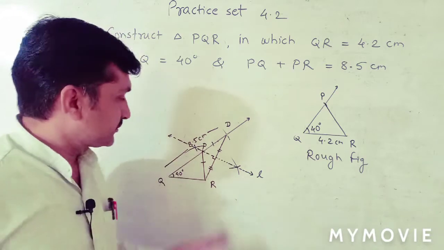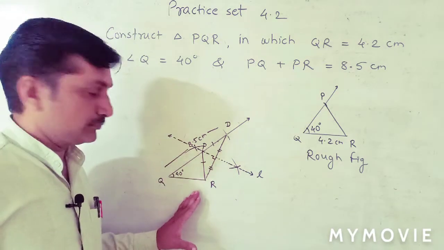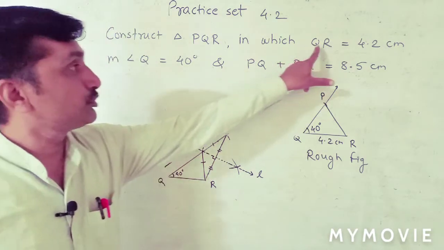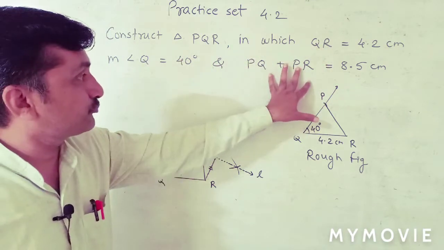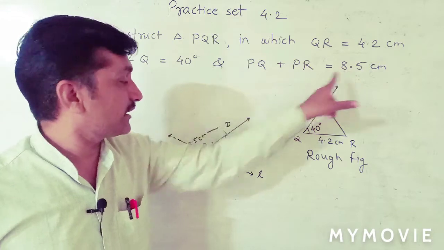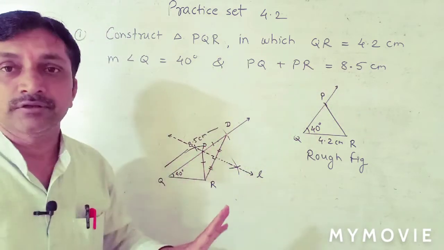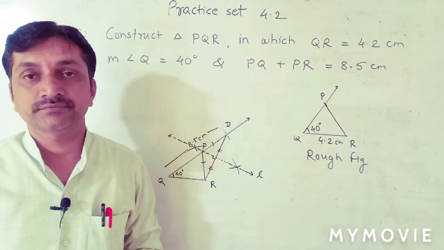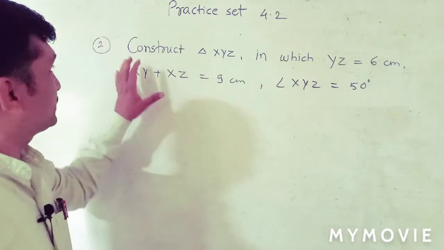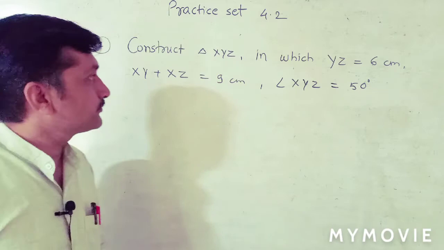Dear friends, this is the required triangle PQR with QR 4.2, angle Q 40 degrees, and the sum of the remaining two sides 8.5. This is the construction of the required figure. Now let's see example number 2 from practice set 4.2.